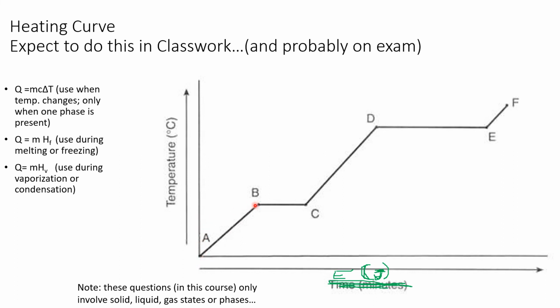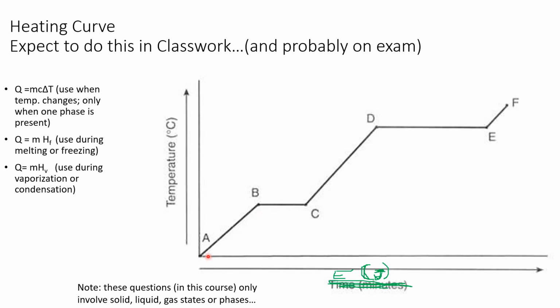Now, eventually, though, it does this weird behavior. Segment B to C, you're still increasing the energy going into the system, but your temperature stops increasing. So remember that energy and temperature are not the same thing. We can increase thermal energy here and see no increase in temperature.